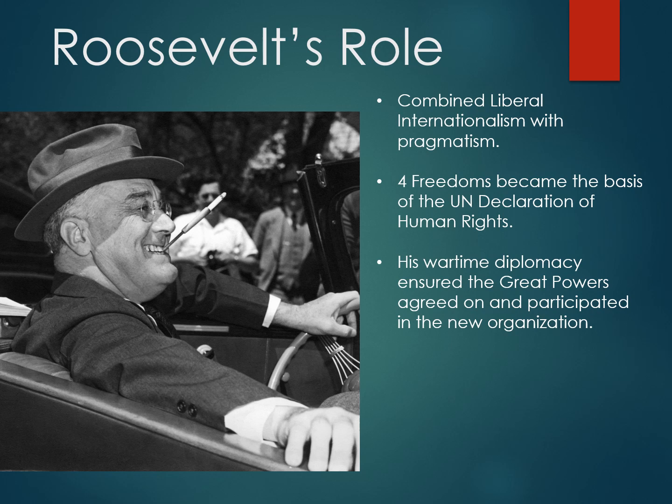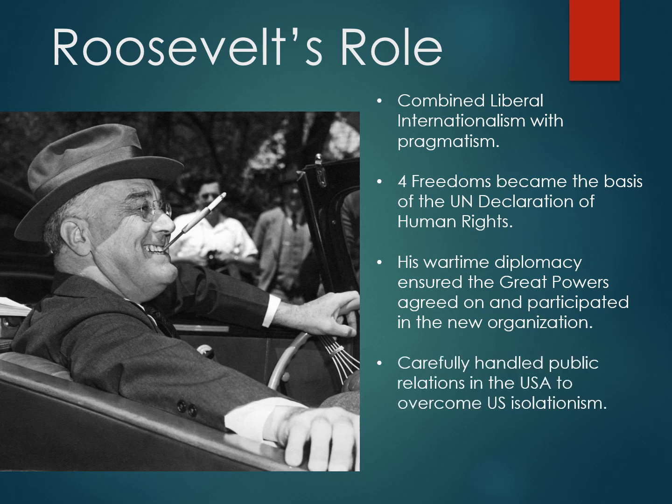But if you remember, again, one of the problems going back to the League of Nations was that Wilson managed to convince his allies to set up the League of Nations, but he could not convince the American public and the American Senate to join it. And Roosevelt was again very much aware of this, and he very carefully handled public relations in the United Nations to try and overcome the traditional American isolationism.